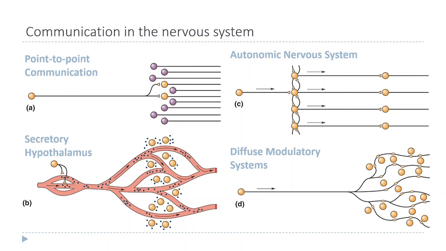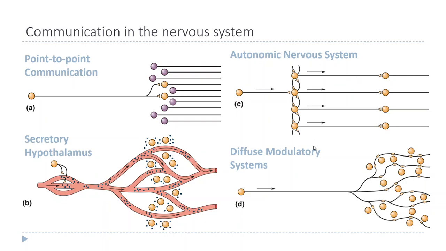So now we're going to talk about the autonomic nervous system. This is another example of a non-point-to-point communication system in the nervous system. So last time we talked about the secretory hypothalamus, where you have neurons in the hypothalamus that communicate with cells elsewhere in the body by releasing hormones into the blood.